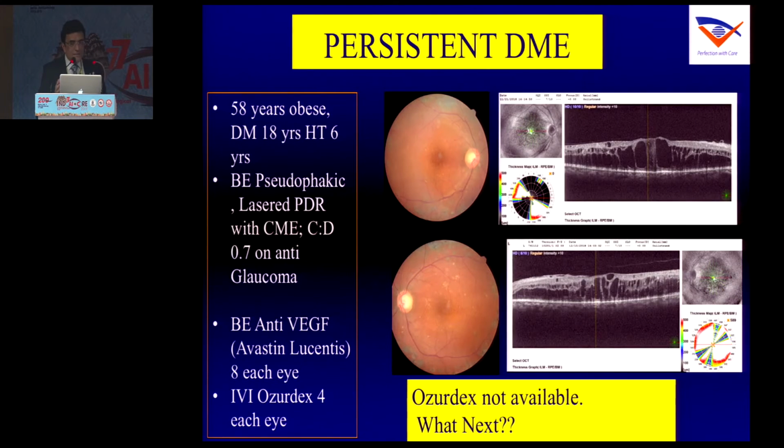And I will just stimulate your thinking process. You have a patient with persistent diabetic macular edema, with cystoid spaces. The patient has received 8 injections of anti-VEGFs and 4 injections of Ozurdex. Ozurdex is not available in the market. What are we going to do? This is the sort of panel discussion we'll have, and we have some solutions for this.